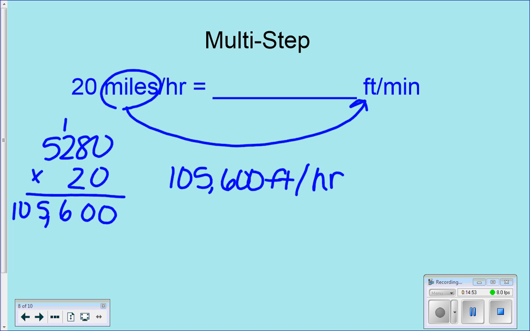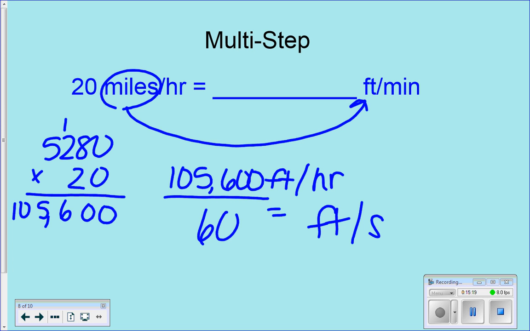But if I want to break it down to a minute, how many minutes are in an hour? So I want to figure out how far I can go in one of those minutes. So instead of multiplying by 60, what do I have to do? I have to divide by 60 to figure out, if I divide by 60, that's going to tell me how many feet I can go in a minute then.